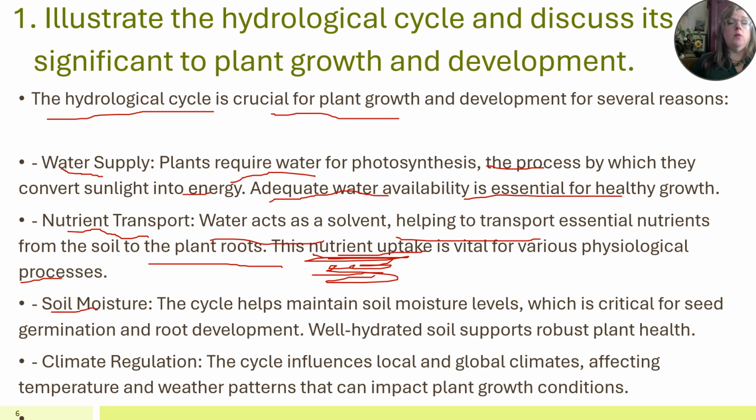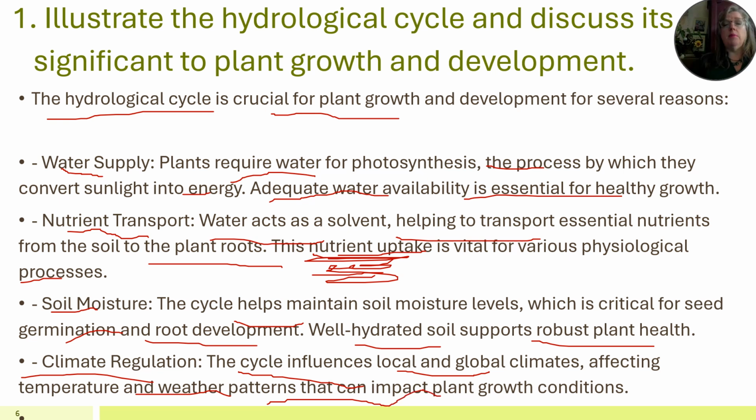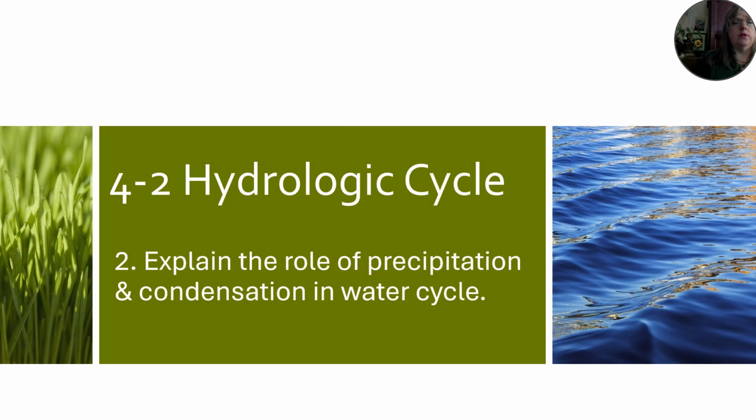All right, and then soil moisture. This cycle helps maintain soil moisture levels, which is critical for seed germination and root development. A well-hydrated soil supports robust plant health. Robust means healthy and strong. Then climate regulation. The water cycle influences local and global climates, affecting temperature and weather patterns that can impact plant growth conditions. So all of these things, we know the water cycle is really important.